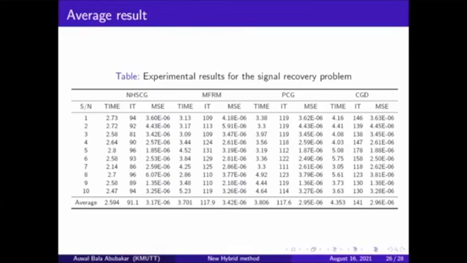Though they are all 10 raised to the power of -6, the PCG and CGD have the least average MSE. So this is one area we have to look at and see how we are going to improve on, because many people are not interested in having the least time or the least number of iterations, but rather the least error, because the error always tells you how good the approximation is. Though it is almost the same because it's all 10 raised to the power of -6, we prefer to see something less than the existing algorithms.